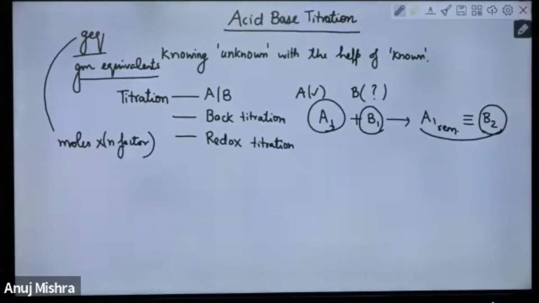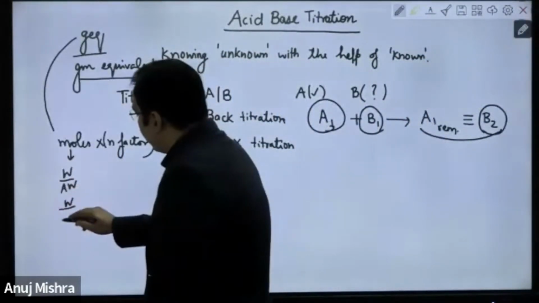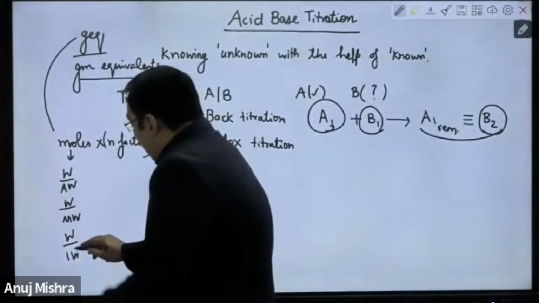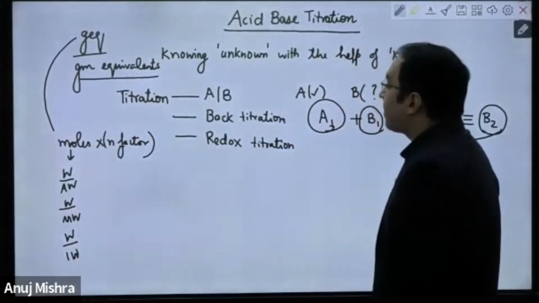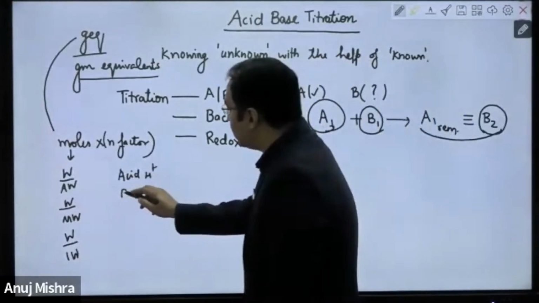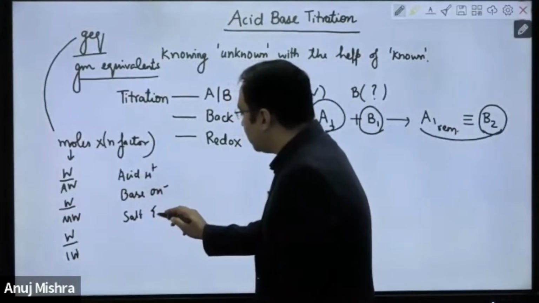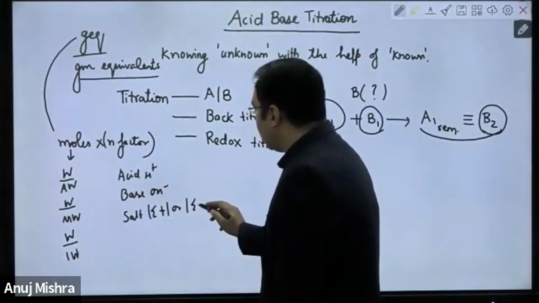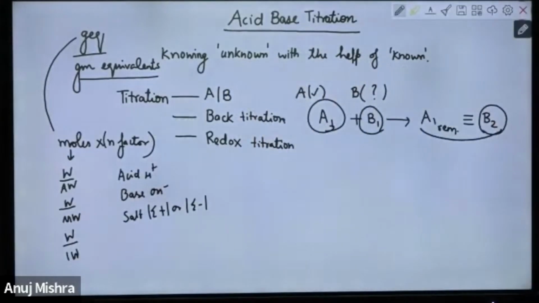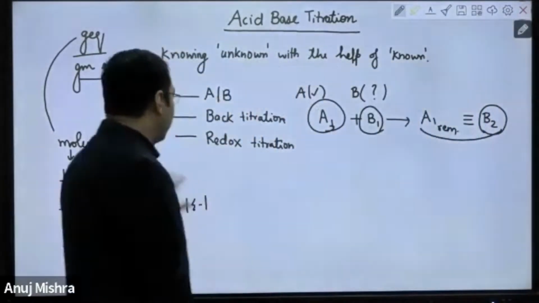Now do you know what moles are? Everybody knows about moles. Moles for any atom is weight divided by atomic weight, for a molecule divided by molecular weight, for ions divided by ionic weight. What is n factor? For an acid, n factor is the number of H plus it donates. For a base, n factor is the number of OH minus it donates. For a salt, n factor is the total positive or total negative charge it is carrying. So what will be the n factor of HCl? 1. H2SO4? 2. You should know these basics. Any difficulty? Please note this down also.